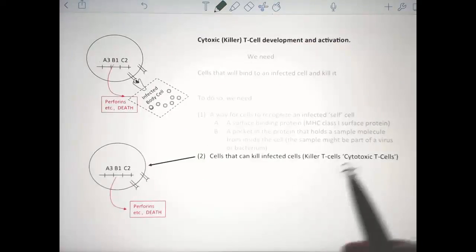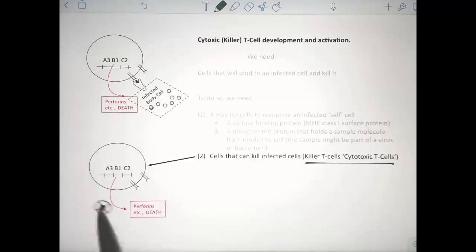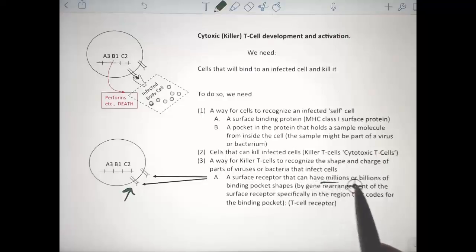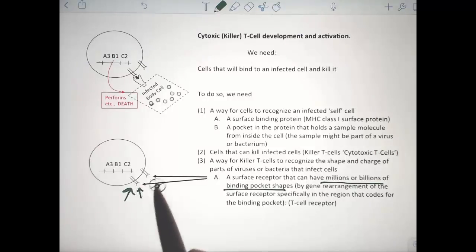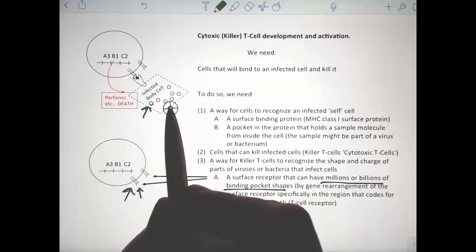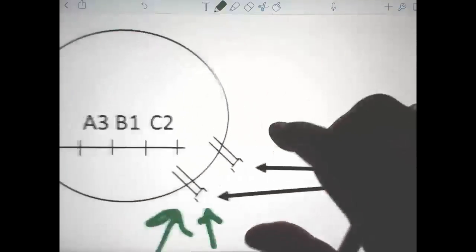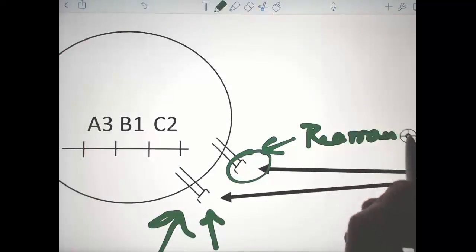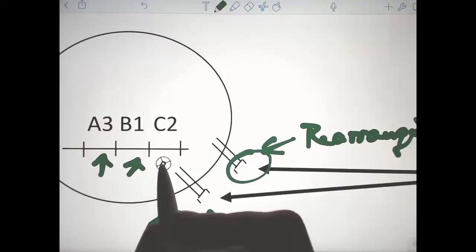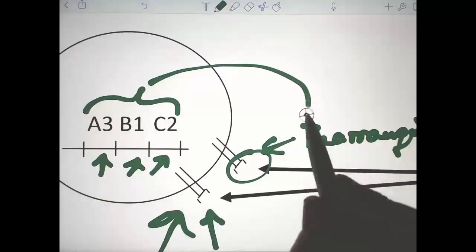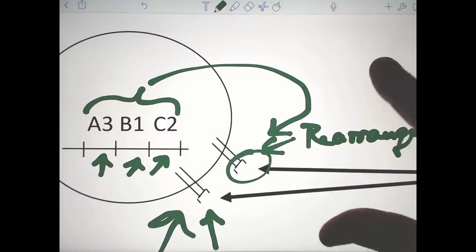The cells that can kill infected cells are cytotoxic T cells, and they need to have a surface receptor with millions or billions of binding pocket shapes. Those binding pockets have to fit the molecules from many specific different bacteria or viruses that might infect an animal. They rearrange this portion by gene rearrangements during development that code specifically for that binding pocket region.